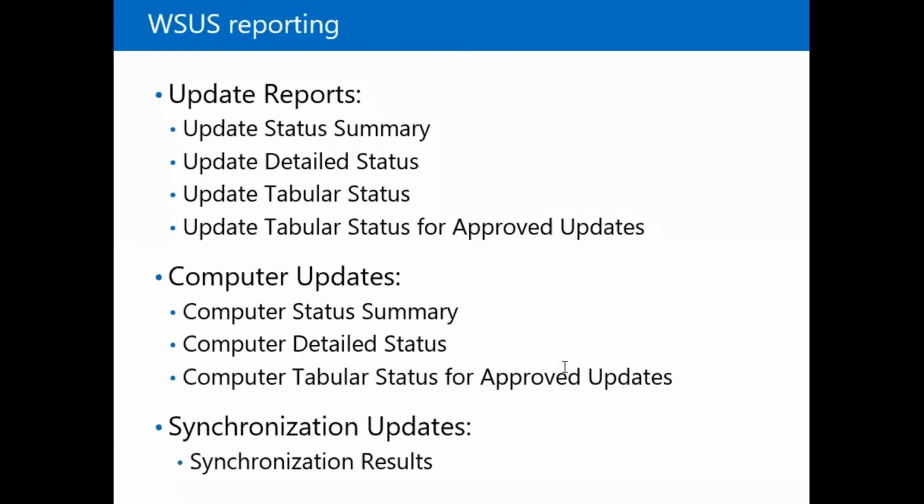WSUS reporting. Reporting is important, like what kind of update has been deployed. Those things we'll be able to see from the report. Update reports include update status summary, update detailed status, update tabular status, and update tabular status for approved updates. Computer reports include computer status summary, computer detailed status, computer tabular status for approved updates, and synchronization results. From WSUS reporting, we'll be able to see all these reports and update information.